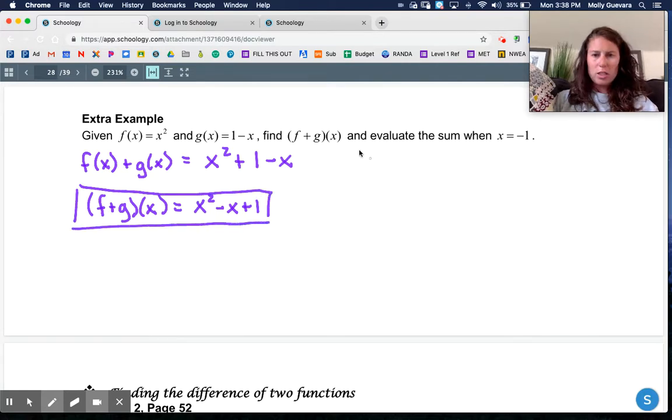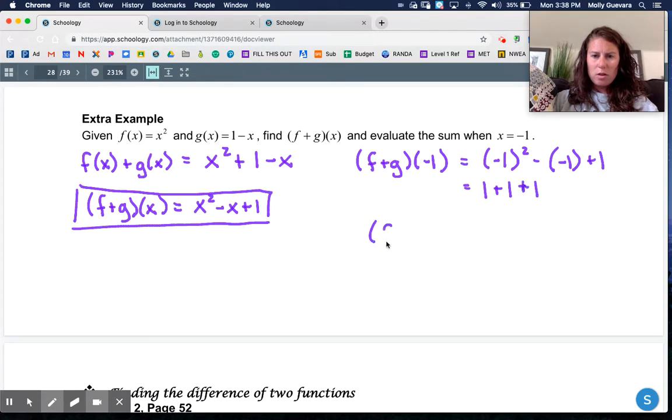Now I want to know what is f plus g of -1. So I'm just going to plug in -1. So -1 squared minus -1 plus 1. Be careful with the double negative there. -1 squared is 1. Double negative gives me 1 plus 1. So f plus g of -1 is 3.